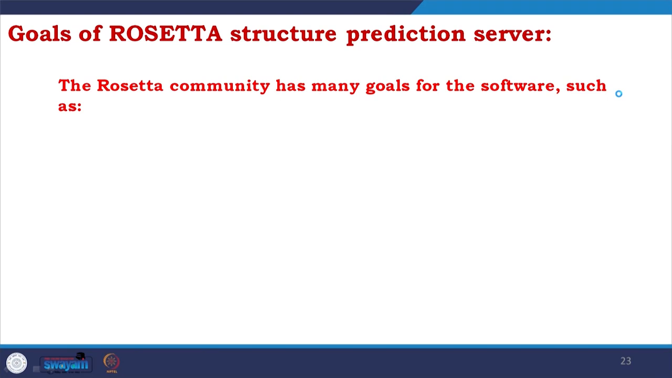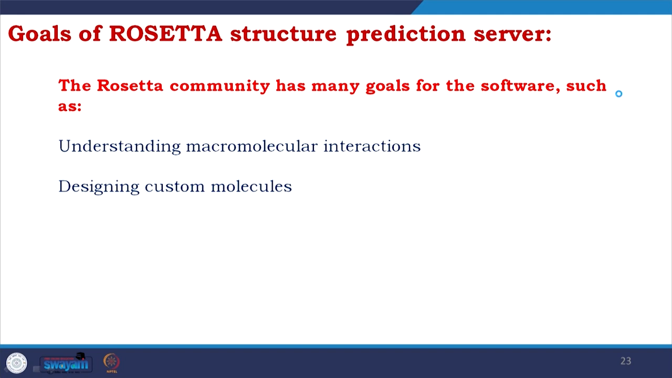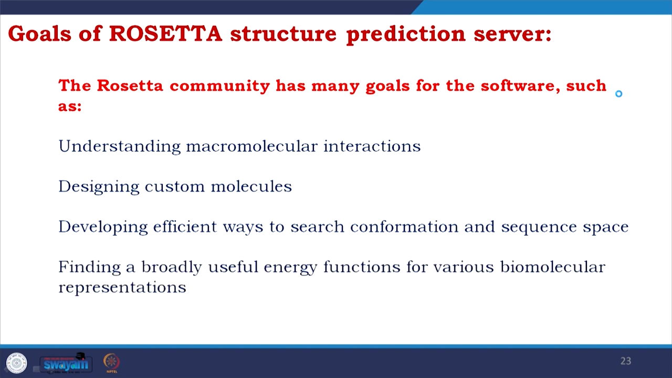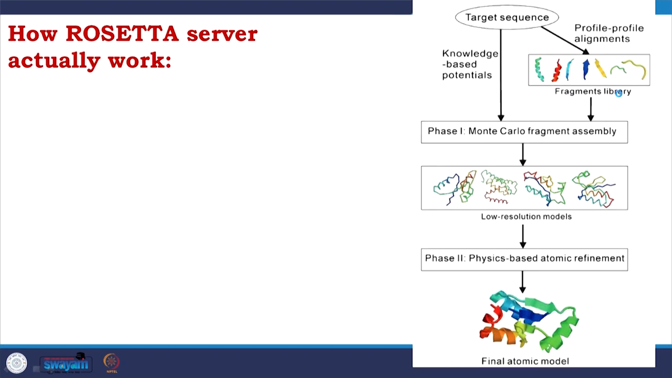Coming back to Rosetta Structure Prediction, the Rosetta community has many goals for the software, such as understanding macromolecular interactions, designing custom molecules, developing efficient ways to search conformation and sequence space, and finding a broadly useful energy function for various biomolecular representations. How the Rosetta Server actually works, I will talk about quickly because I have explained the basic principle in I-TASSER.